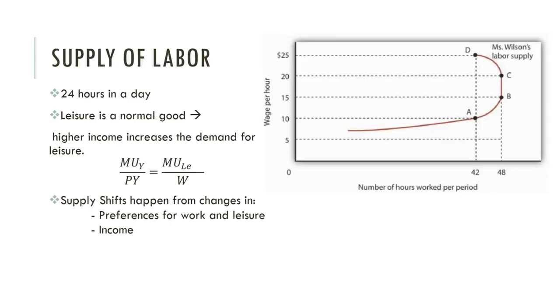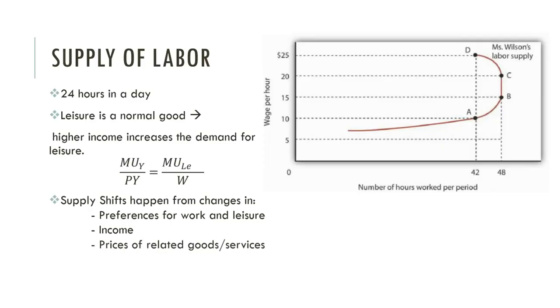Changes in income will shift the supply curve. Sometimes we're talking about household income. Sometimes it's different ways of focusing on income, but think about household income, for instance. If your household income goes up, you may be willing to supply less labor. If your household income goes down, you may need to supply more labor. And so that household income really can have a big impact.